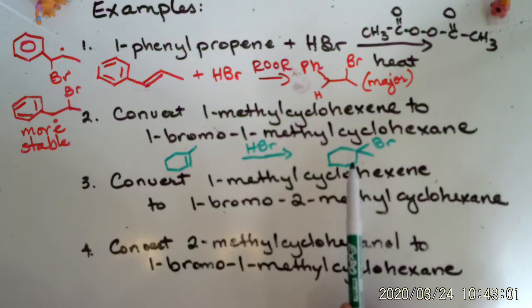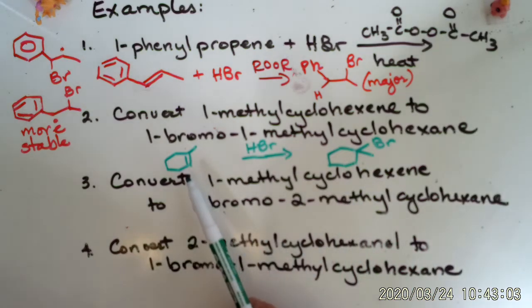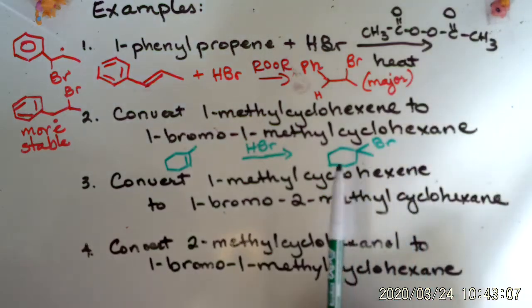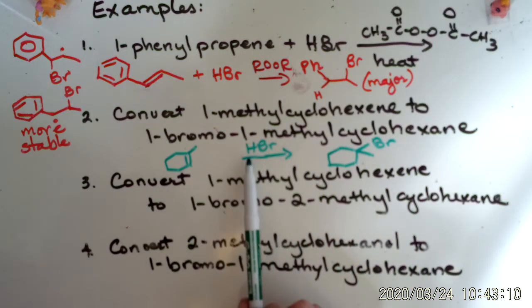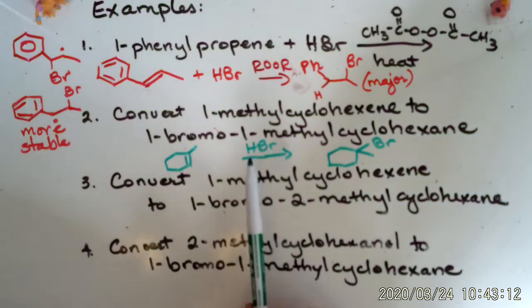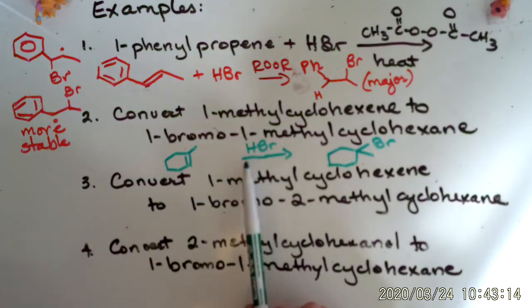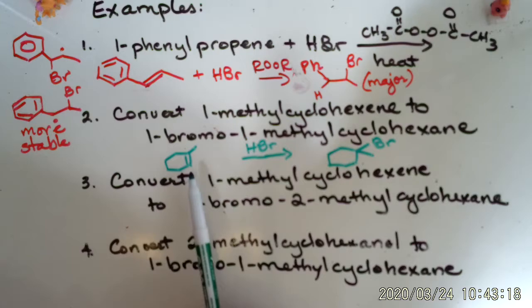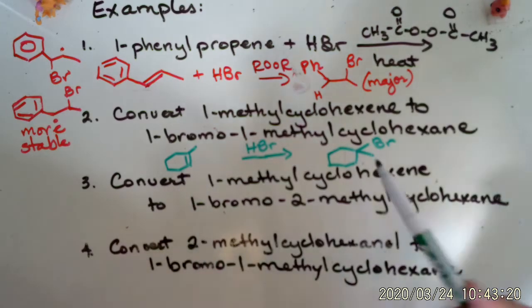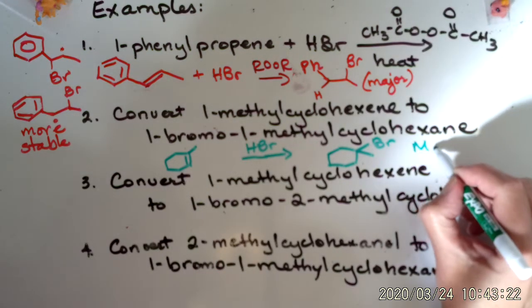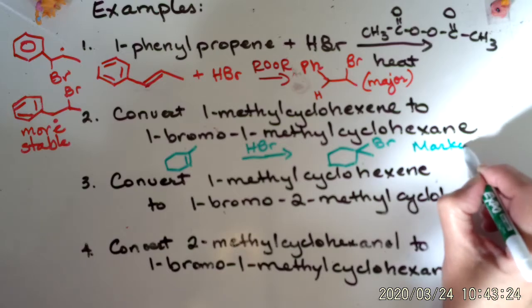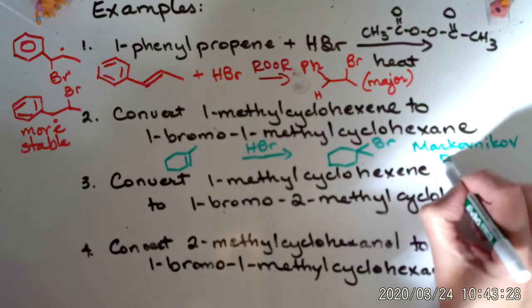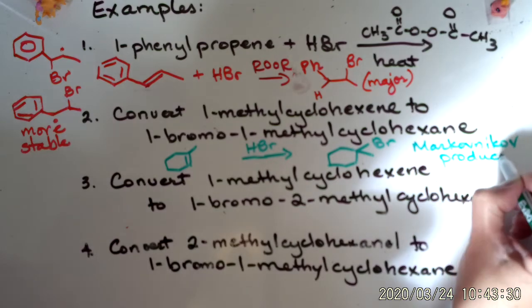Now, since we know we're adding HBr across a double bond, we have to consider regiochemistry. You say, okay, H is my electrophile, right? Because HBr, H plus, Br minus. H is my electrophile. It went on the carbon with the most hydrogens. That's a Markovnikov addition. So because of that, we don't need to add any peroxide. We just add in the HBr and we get our Markovnikov product.